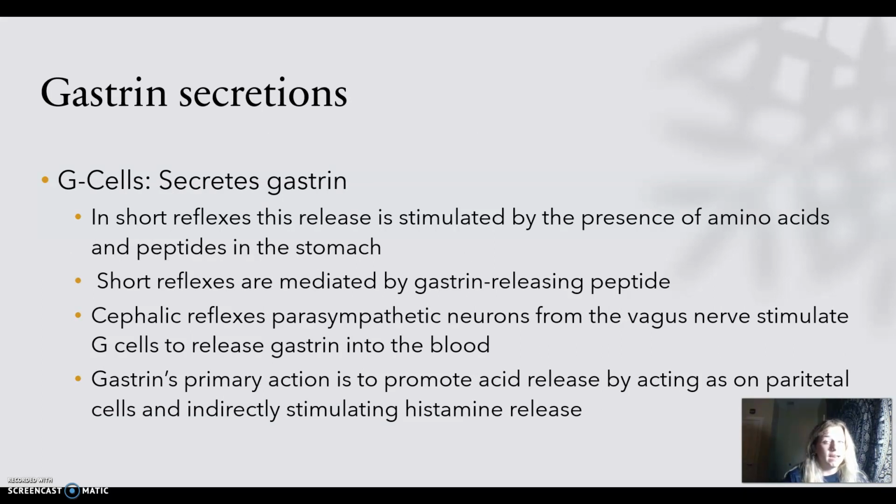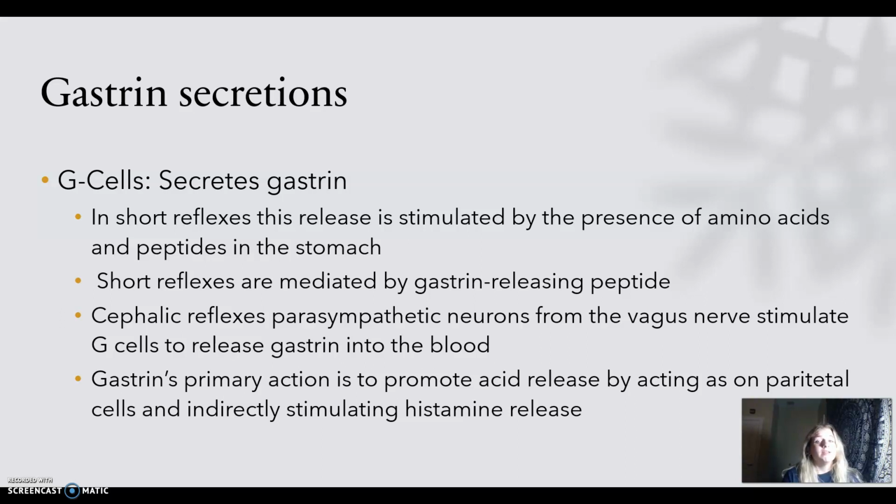So the first secretion that I will talk about is the gastrin secretions. The G cells are what secrete gastrin, and G cells can be found deep within the gastric glands. In short reflexes, this release is stimulated by the presence of amino acids and peptides in the stomach. Short reflexes are mediated by gastrin-releasing peptides, GRP for short, and they are ENS neurotransmitters.